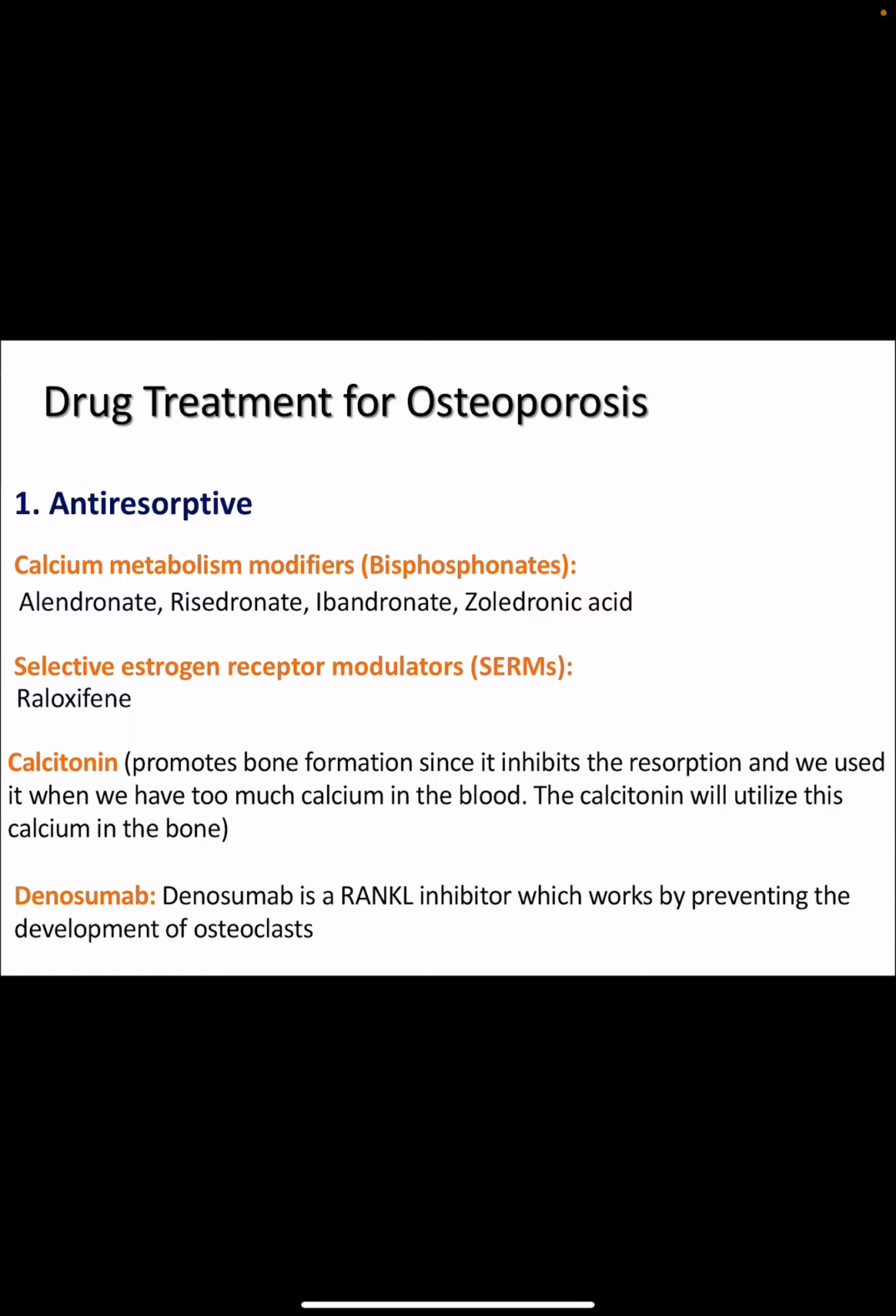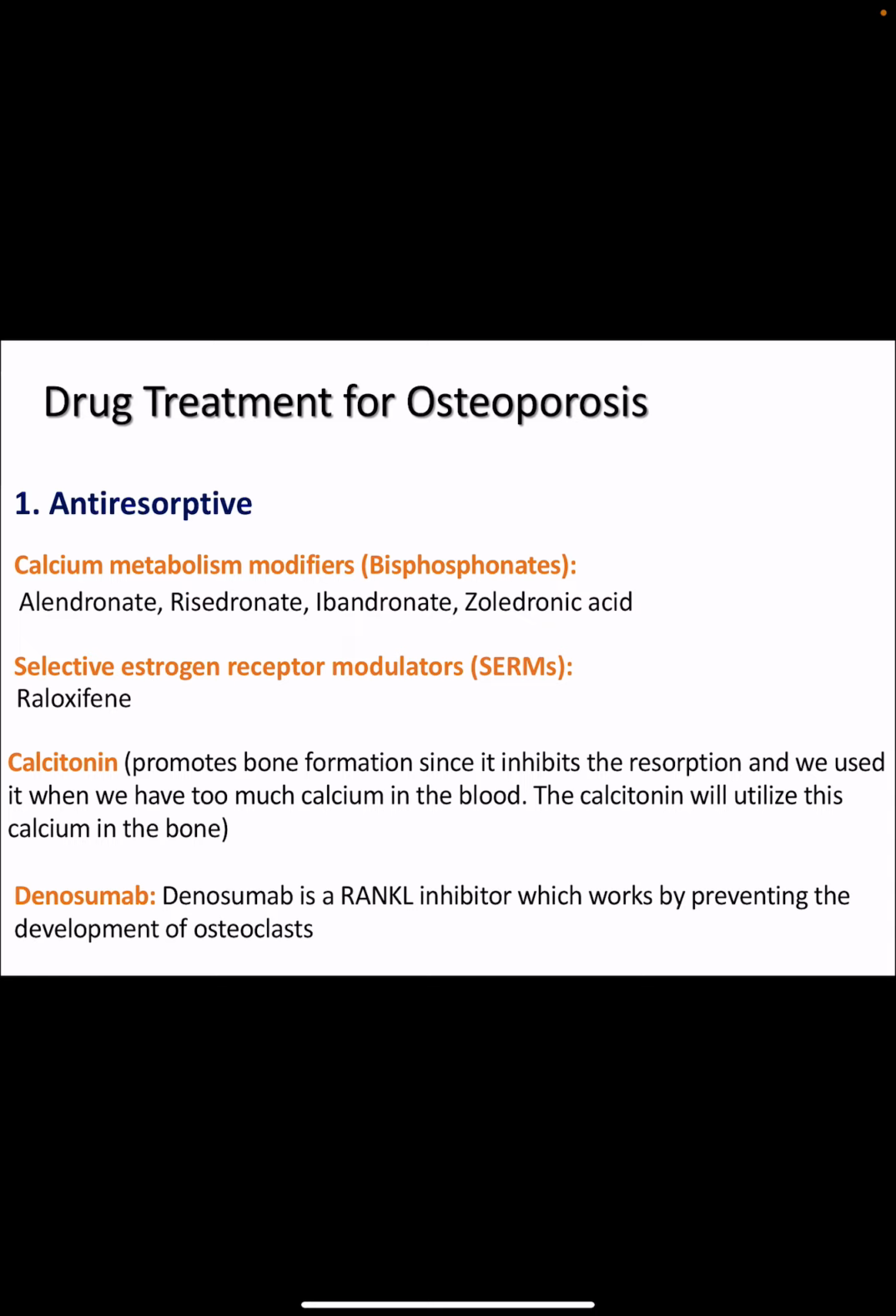Okay, so bisphosphonate has another name called calcium metabolism modifiers. Just to let you know, they come in three generations. The old generation, etidronate, we're not going to be talking about a lot because we don't use it a lot. The second and third are more important.